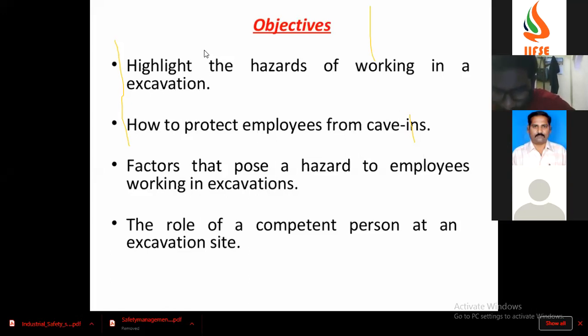If one of the side walls collapses due to some impact on the surface edges, if the sand collapses on some person, that phenomenon is called a cave-in. This is the main, very hazardous phenomenon in excavation and construction industries.